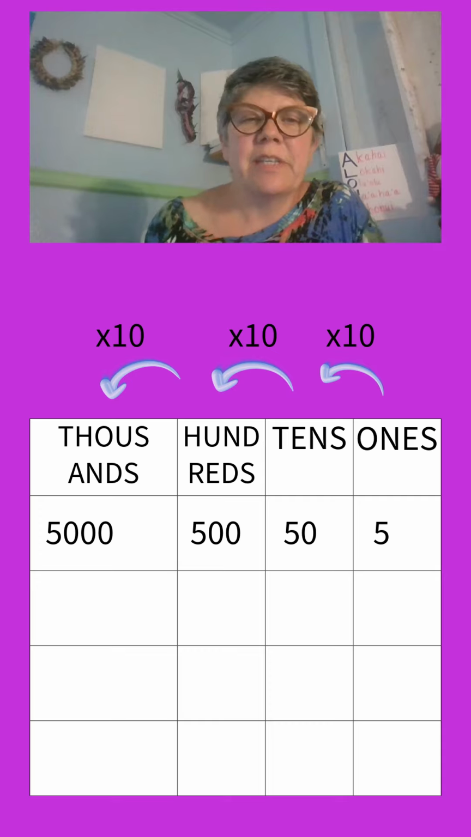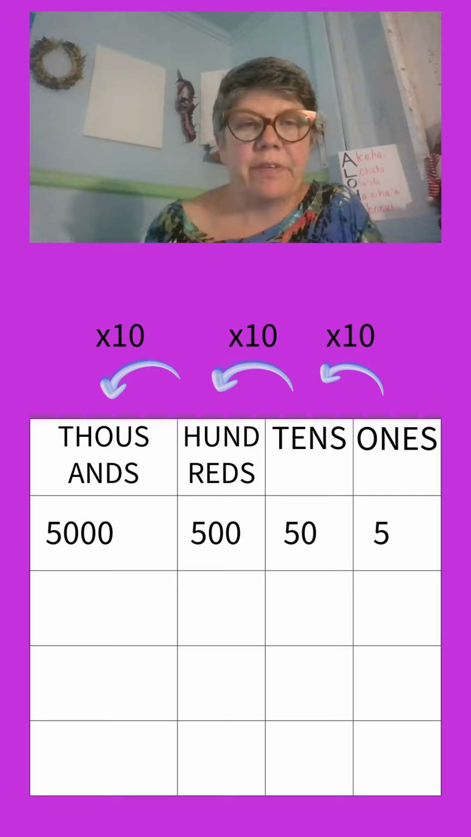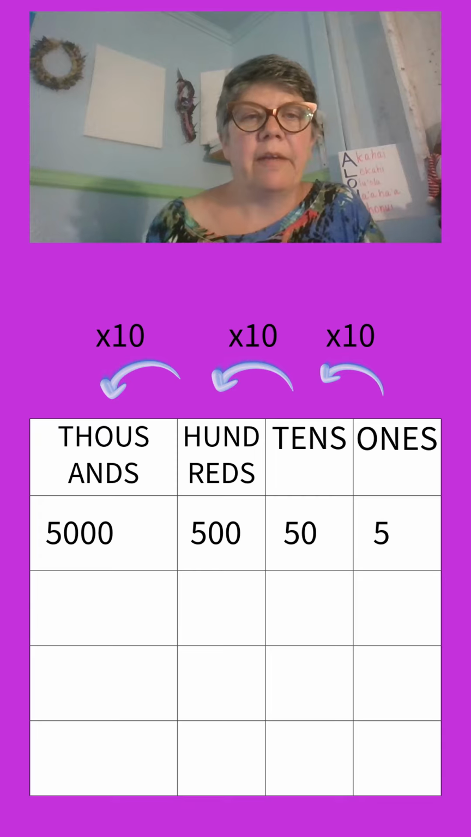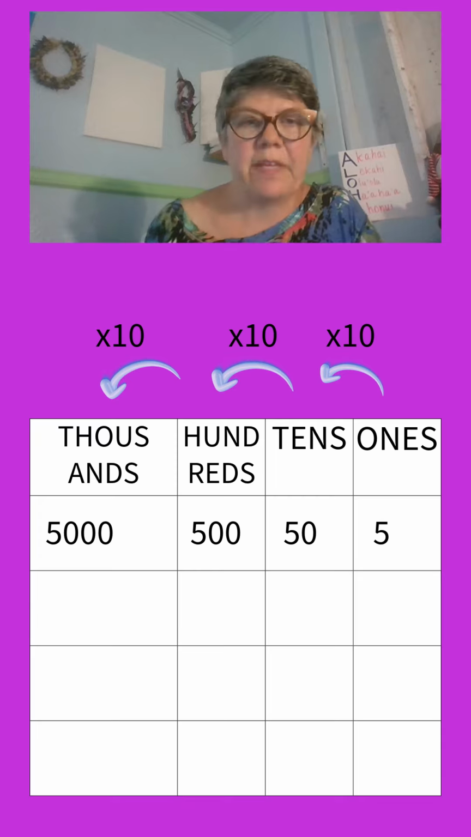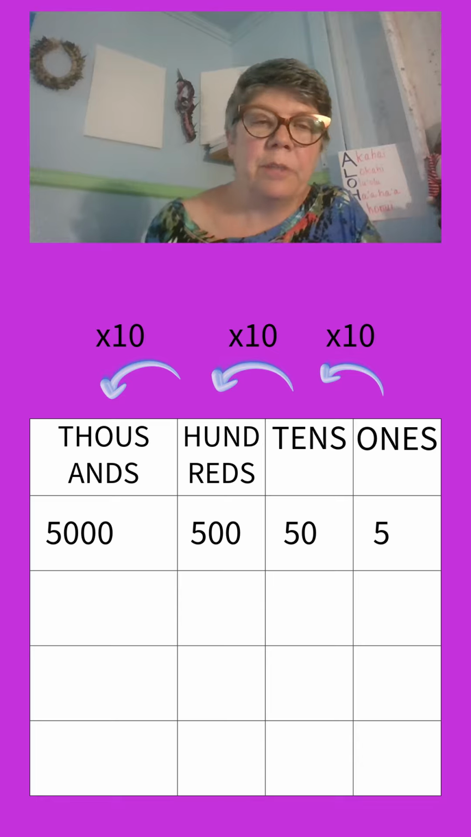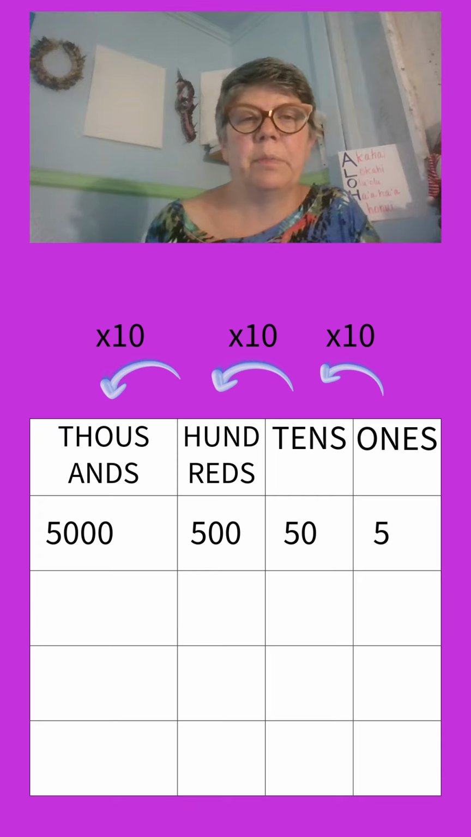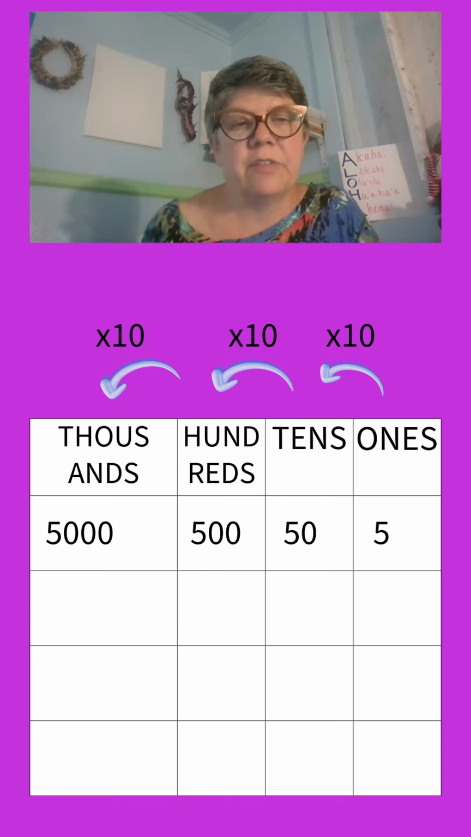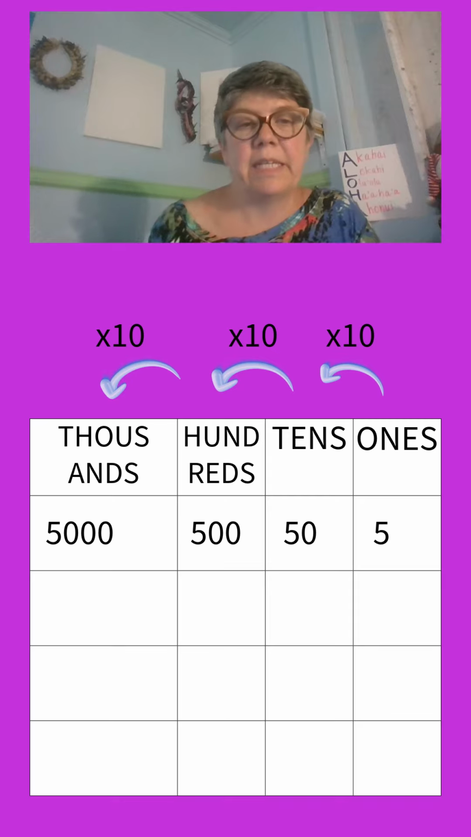And I want you just to think about 5. And 5 times 10 is 50. And 50 times 10 is 500. And 500 times 10 is 5,000, right? So when you start getting all confused about jumping from column to column, multiplying by 10, I want you just to remember that we already know that 5 times 10 is 50.